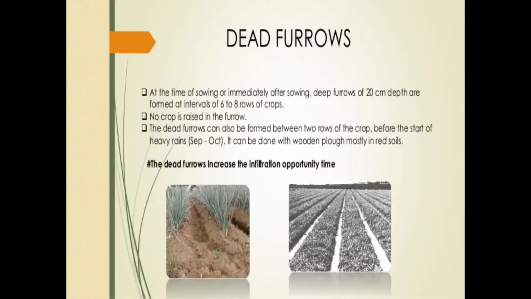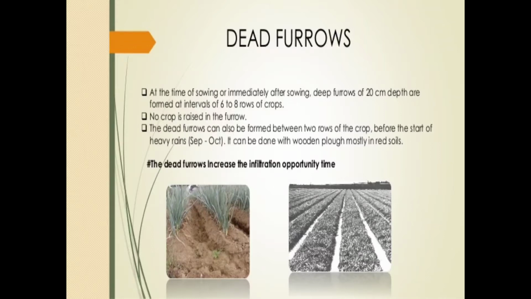Then no crop is raised in the furrow. When the dead furrows are opened in the crop, no crop is raised or cultivated in those furrows. The dead furrows can also be formed between two rows of the crops. Before the start of the heavy rain, the dead furrows are opened or formed between the two rows. It can be done with the wooden plow, mostly in the red soil.